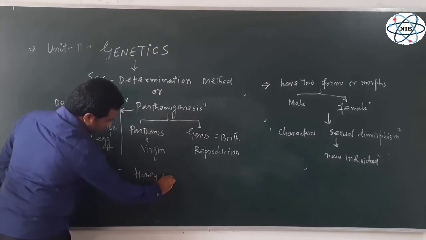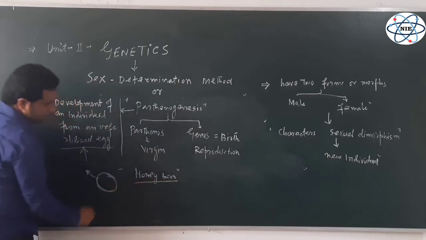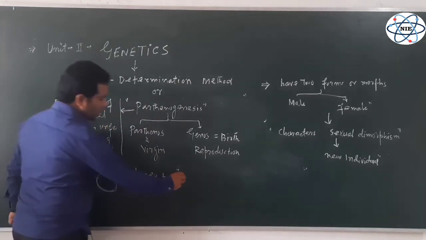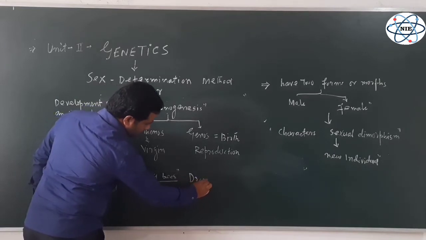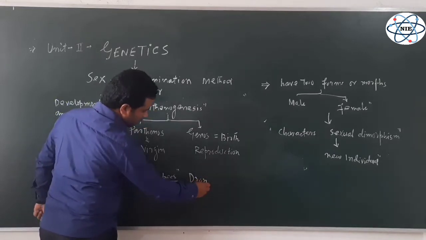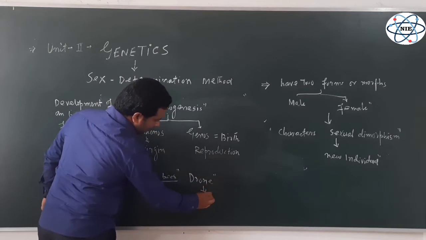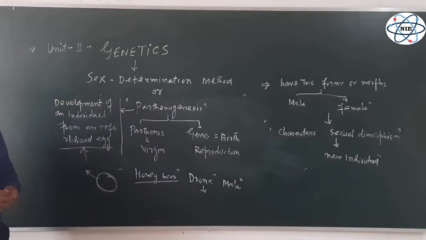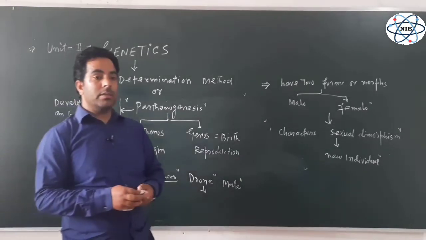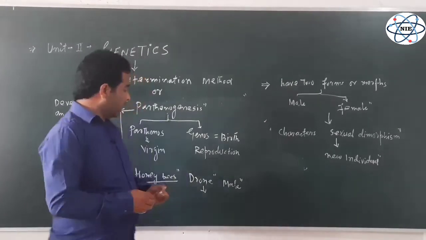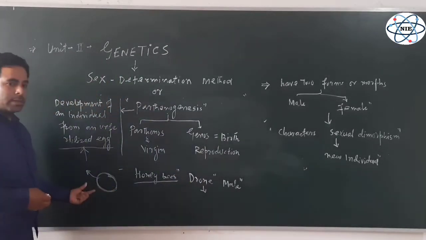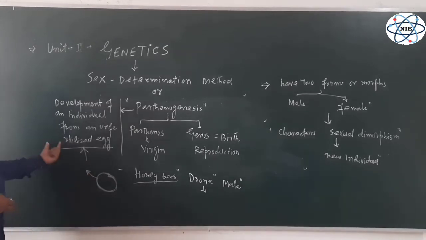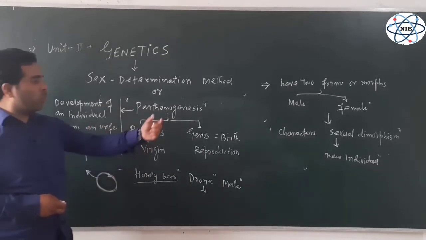In honeybees, there is a caste that is known as drones. It is male in the beehive. This drone is a male individual, but this male individual in the honeybee colony develops from an unfertilized egg, without fertilization, without syngamy.